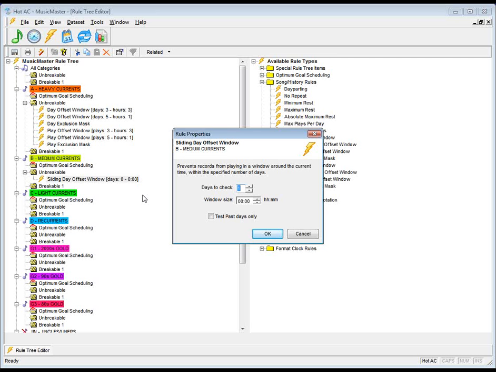With sliding day offset window, if we were looking at 1 day and a window size of 1 hour, this is an hour that centers itself around the play being tested. So if we're testing a play at 9:15 a.m., it's actually testing 8:45 to 9:45 on the past days and future days. Past days if we're setting up for test past only. The advantage of this is that 8:05 play, if you were using day offset window, would only protect 8 to 8:59. Sliding day offset would protect 7:35 to 8:35.